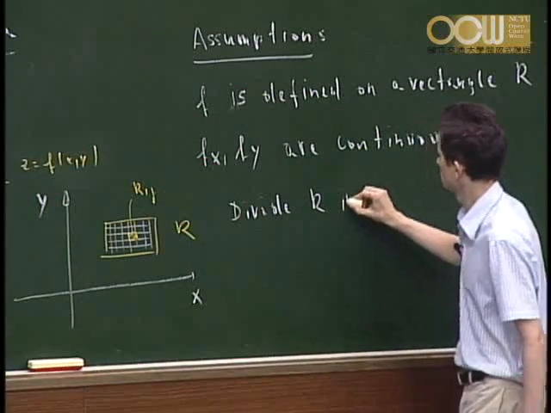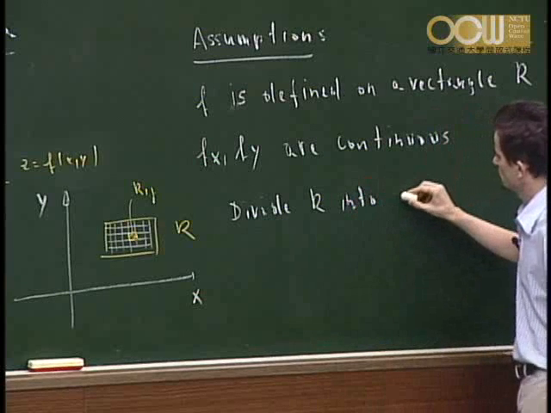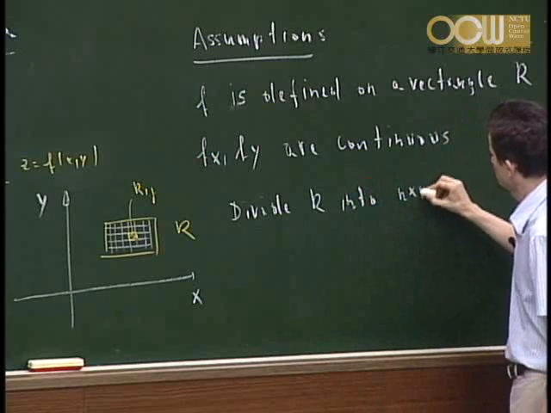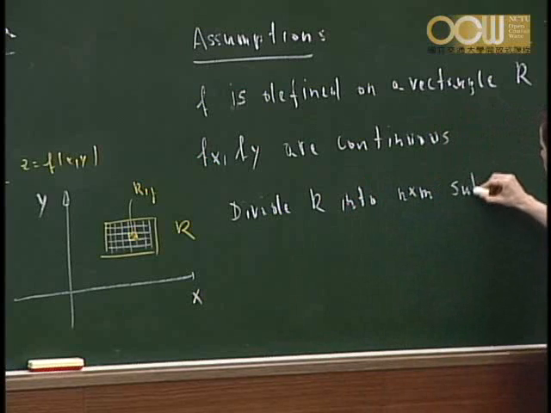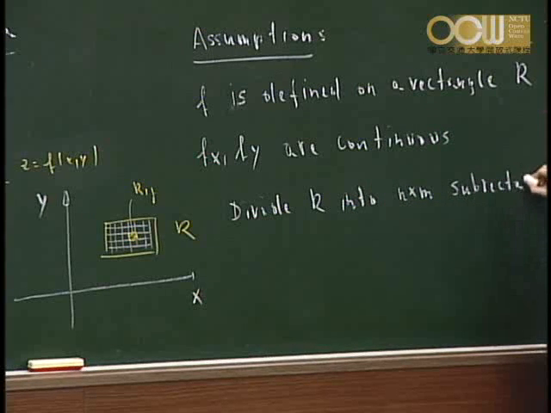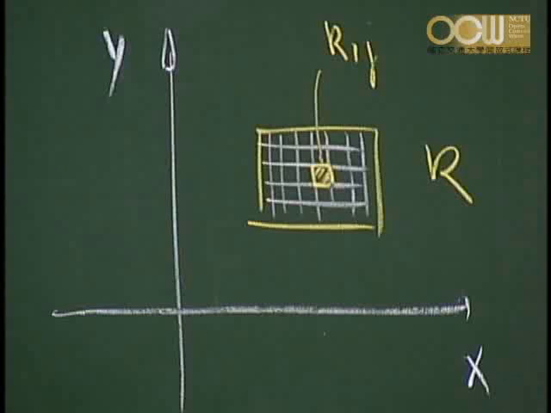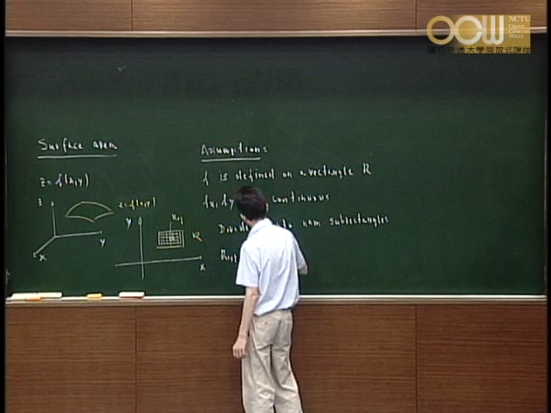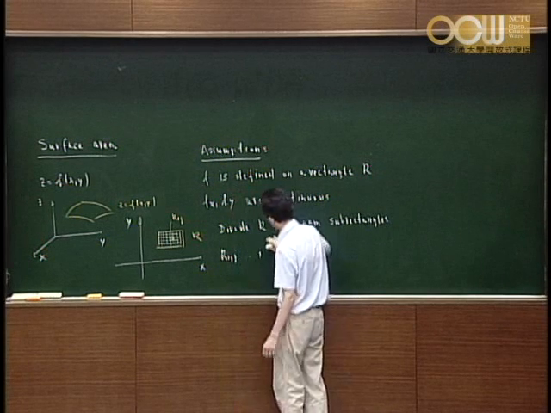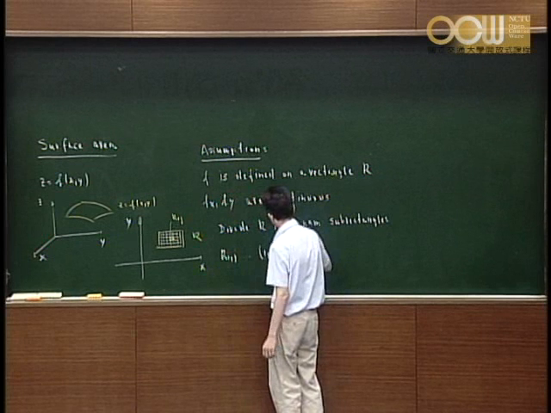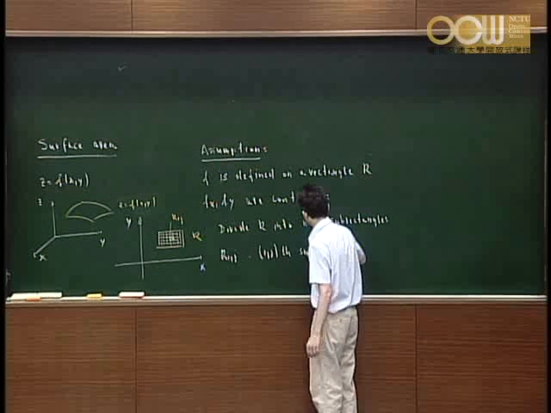So divide R into n times n subrectangles. Of course, all of them will have the same length of the two sides. Okay. So this here, Rij, is then the ij-th subrectangle.